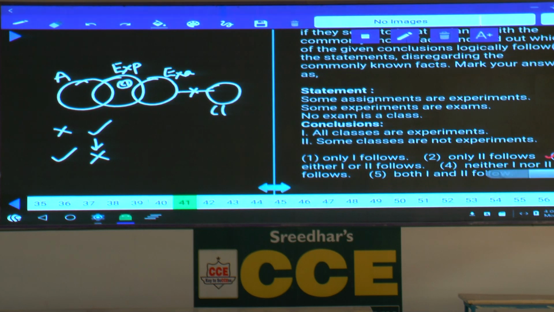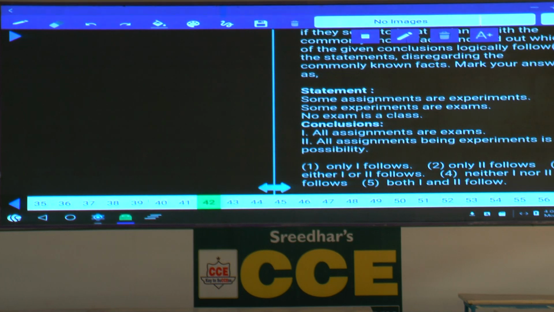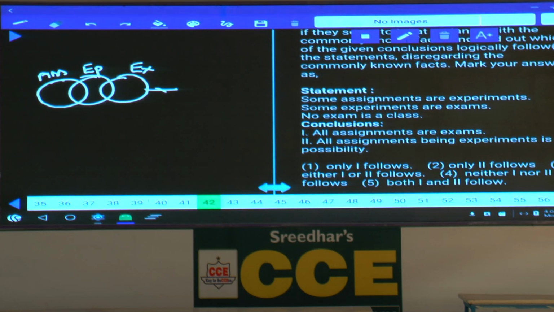Then question number 42. Now in this one, some assignments are experiments, the same question. Some assignments are experiments, and some experiments are exams, and no exam is a class. Then all assignments are exams. All assignments are exams is false. All assignments are experiments is a possibility. All assignments are experiments, is it possible or not?